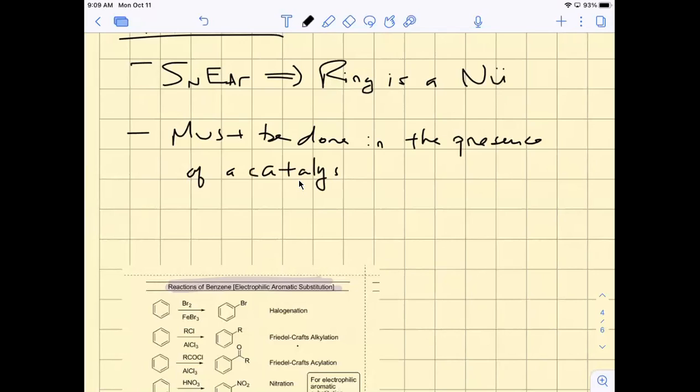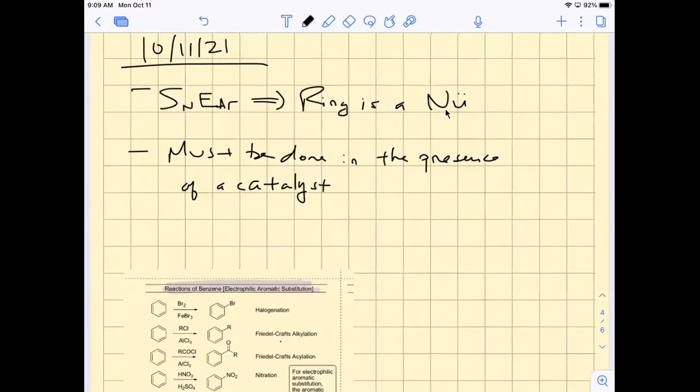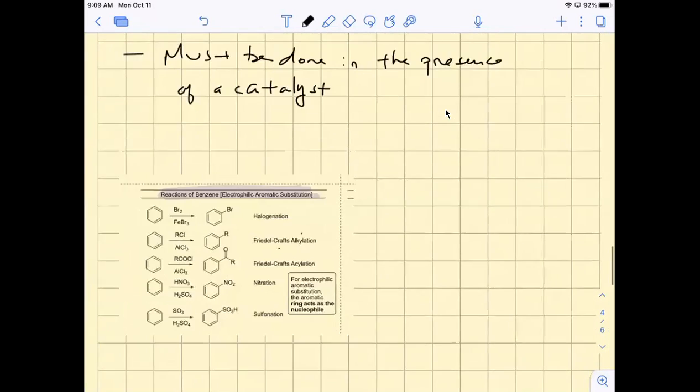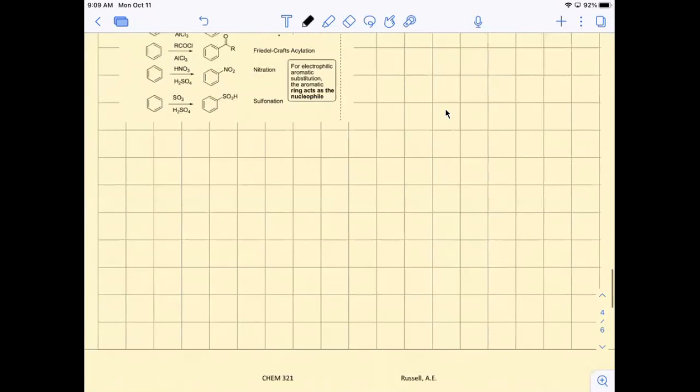Right, so all of these reactions really follow the same type of mechanistic pathway. You have a catalyst. That catalyst activates your electrophile, and then your electrophile gets attacked by the ring, and you reestablish aromaticity. So it's really the same 3 steps. You're just going to be working with different substrates.